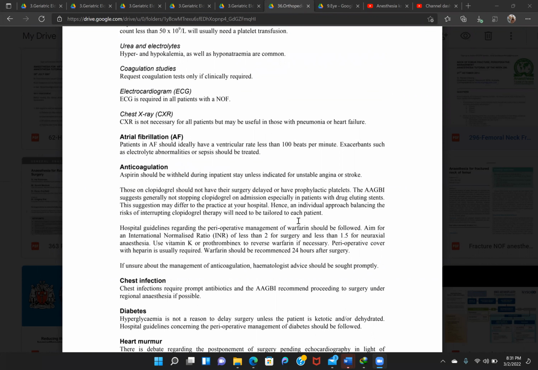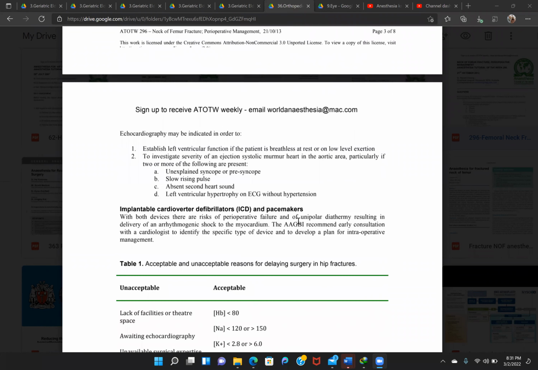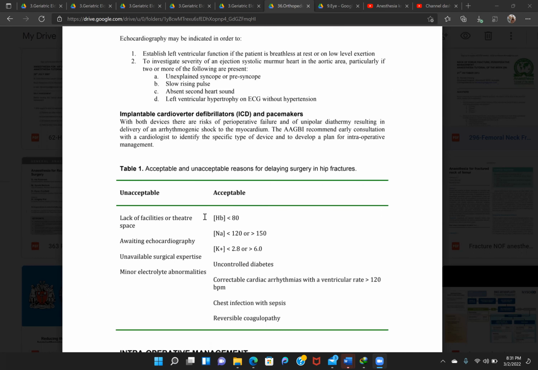So you will have to consider those things accordingly. Okay. These are the things, and as this is from the AAGBI guideline, you will only be delaying, or only trying to optimize, if there is significant anemia, significant electrolyte imbalance like sodium less than 120, hemoglobin less than 80 or 8 grams per deciliter, significant potassium abnormality, or uncontrolled diabetes. In that scenario, you can have some time to optimize, because it will improve the outcome. Otherwise, you will not delay it.